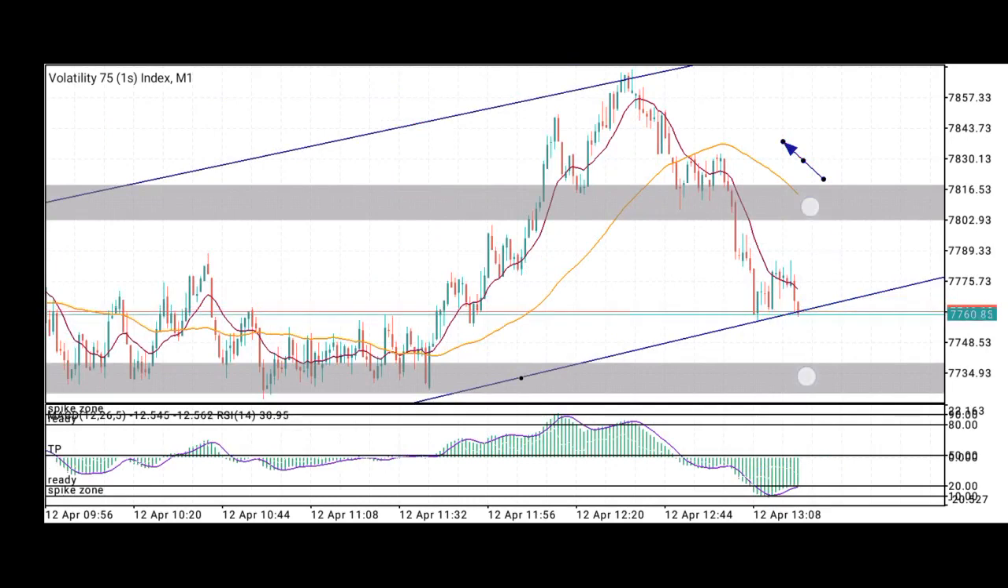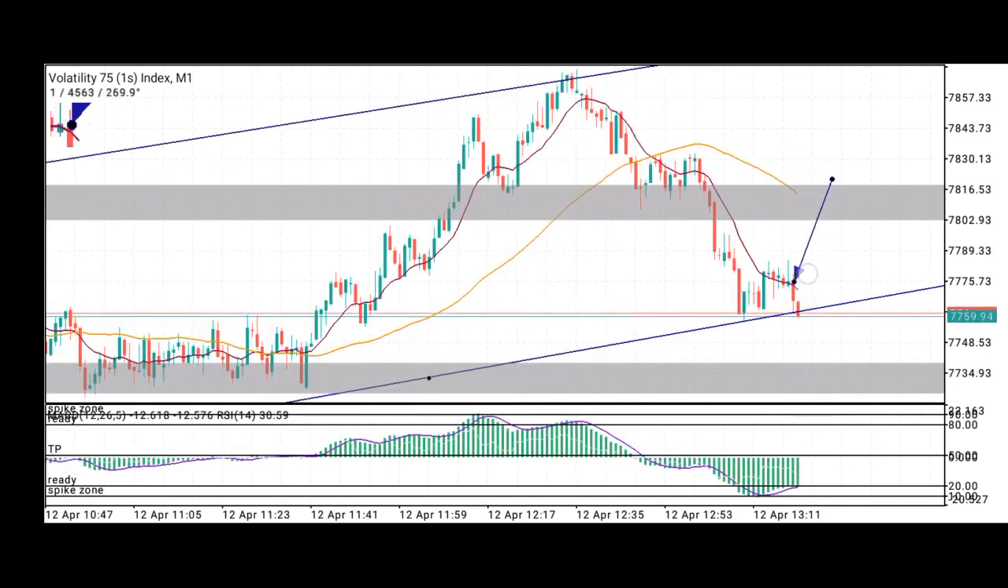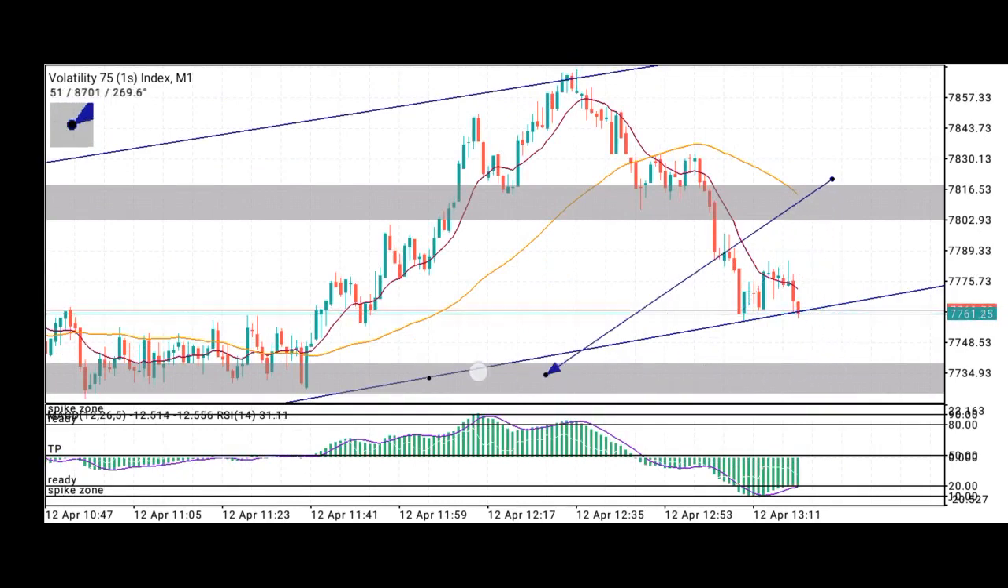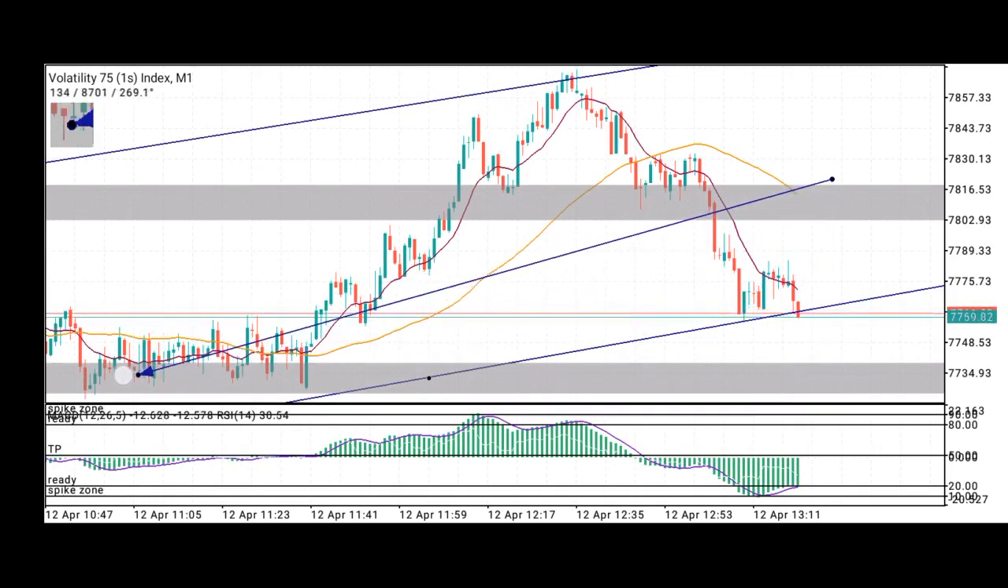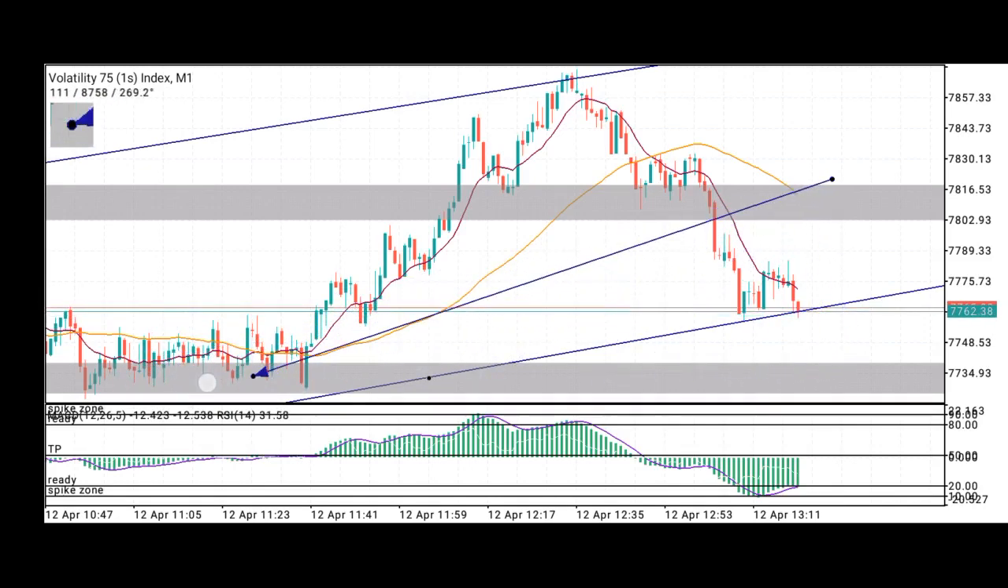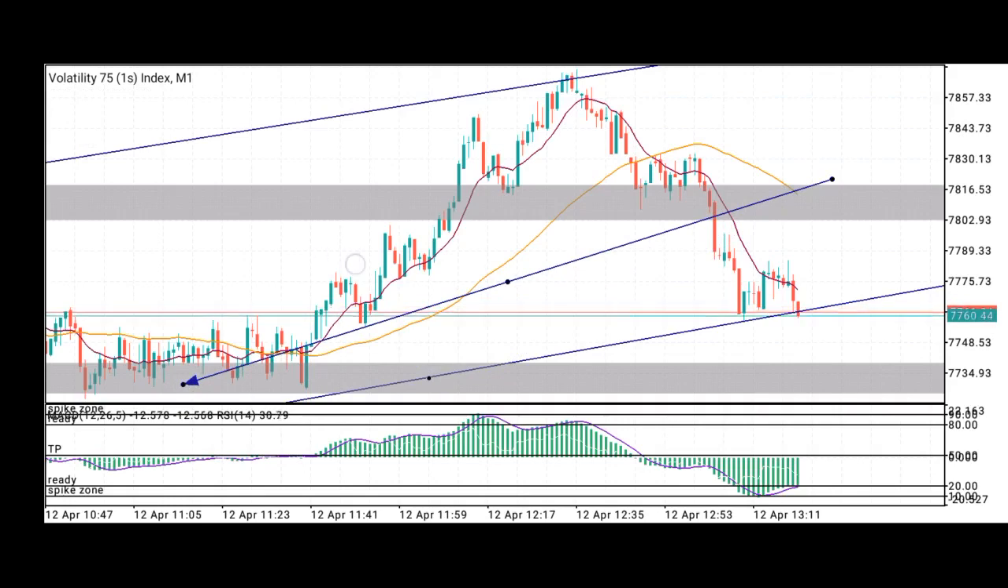I am so sorry if these videos are too long. I'm expecting it to break down and come to this zone because it's a key level. Remember the key level? There was a lot of consolidation, so that simply means it's a key level, a support level. So let's just keep waiting.